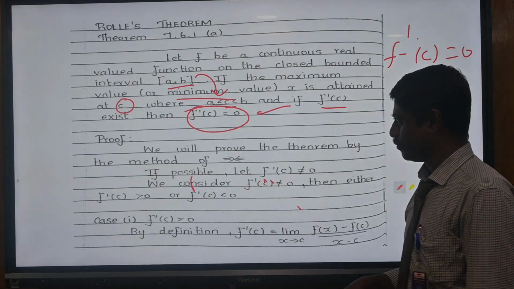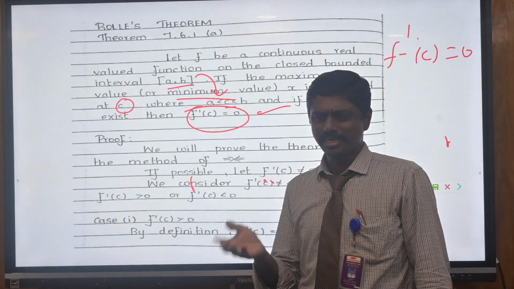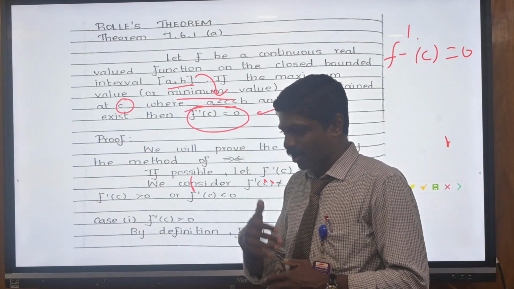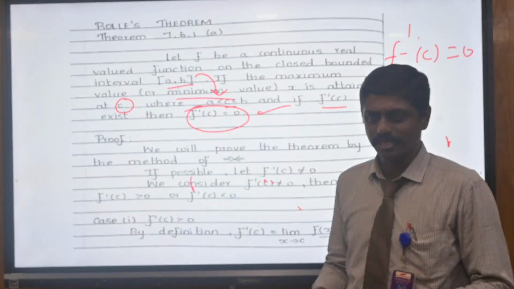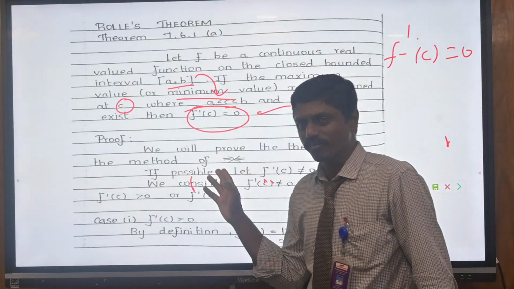Now let us see the proof. We will prove the theorem by the method of contradiction. What is contradiction? Initially we assume something wrongly and finally we get a contradictory result, so immediately we can conclude this is not true. Like that we will prove the theorem by the method of contradiction.